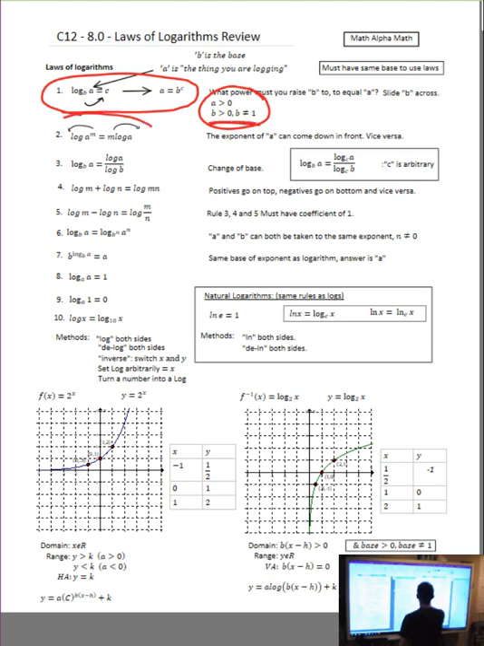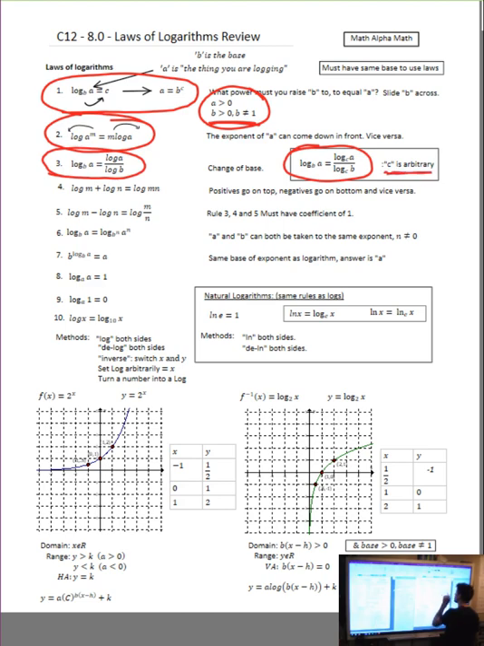We have to remember that we can bring our exponents down in front or bring our coefficients up to be the exponent. We have our change of base rule. Remembering, when we do change of base, the C is arbitrary. You can pick any base you want to.